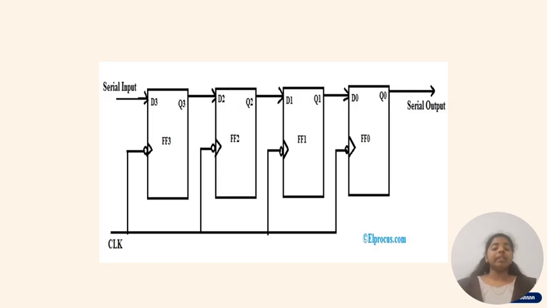Now let's check the circuit diagram. Here you can see that we have 4 flip-flops D1, D2, D3 and D4. Here the inputs are given in a serial line and our output we get as serial. The clock is applied to each and every flip-flop. This is known as the SISO register.